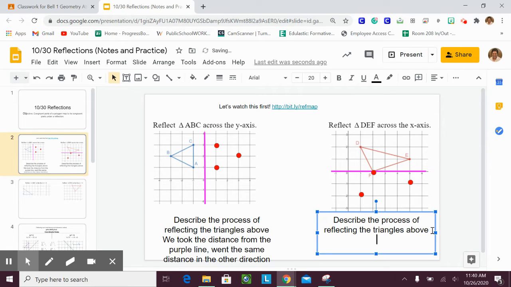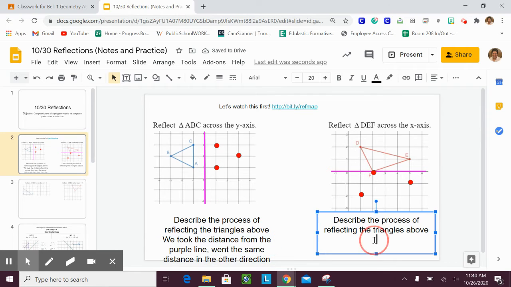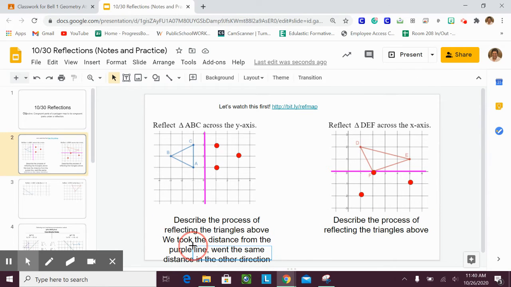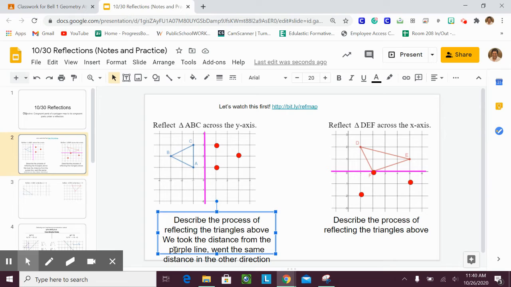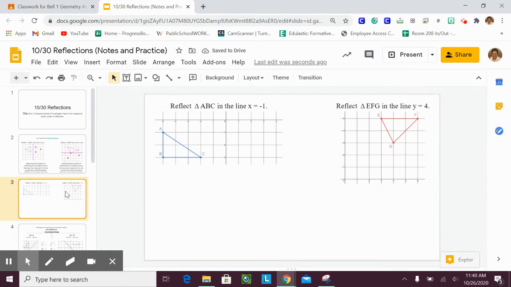So down here, we basically did the same thing. We took the distance from the purple line, and then we went the same distance in the other direction. Okay, moving on to the next two.